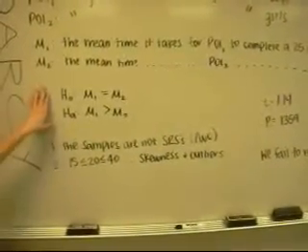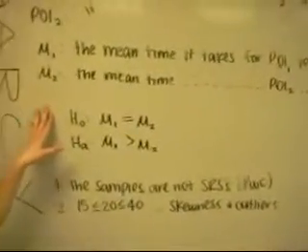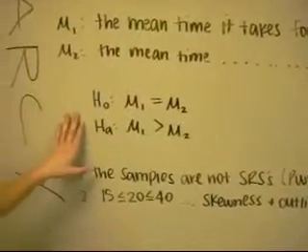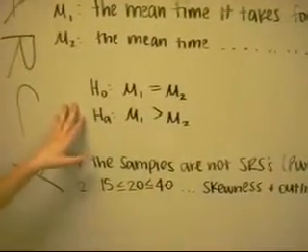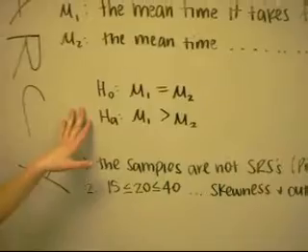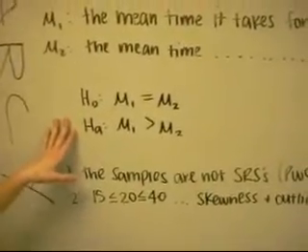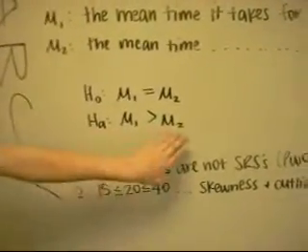And our null hypothesis was that Mu 1 equals Mu 2, and then we hypothesized that girls would do the puzzles on average in less time. So Mu 1 is greater than Mu 2.